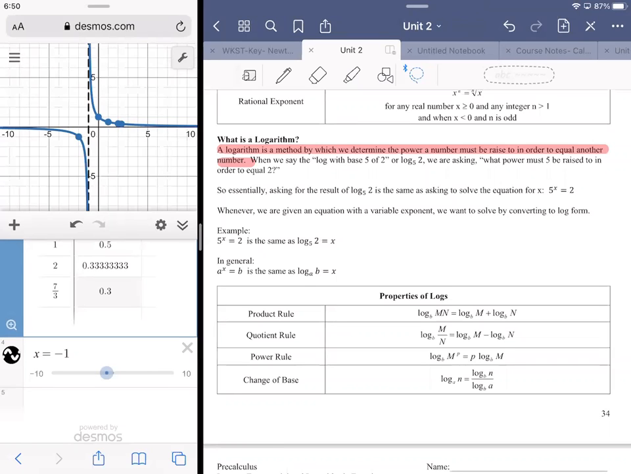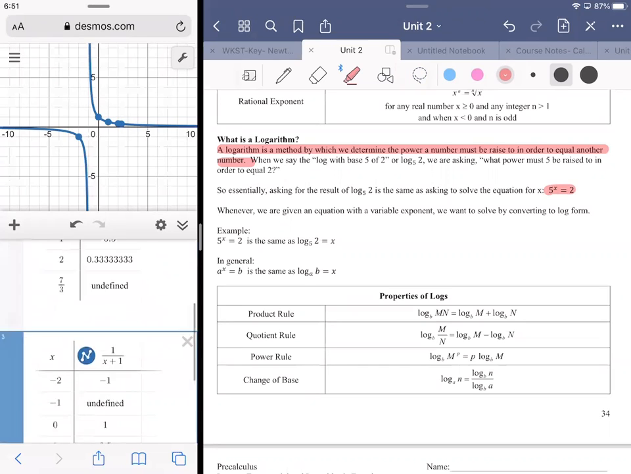Right. So I'm going to read my own definition for you. A logarithm is the method by which we determine the power a number must be raised to in order to equal another number. So in effect, it is finding an exponent, but there's so much more to it than that. So when I say something like, here's an exponential equation, 5 to the x is equal to 2, I'm really asking you to determine what power 5 has to be raised to in order to give a result of 2.